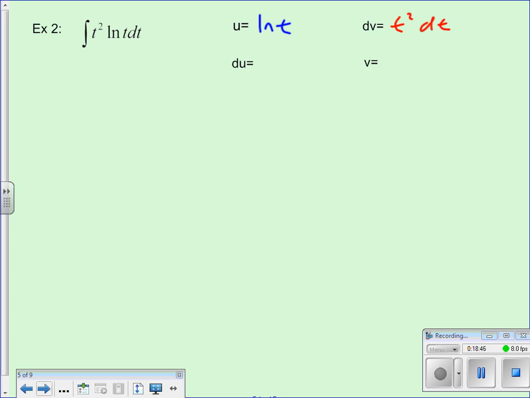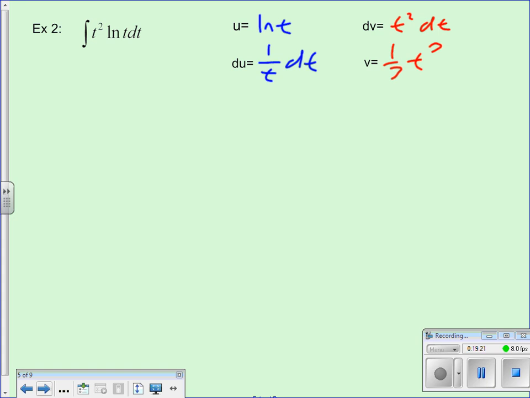Since I already have my red pen in my hand to match up with the dv, let's do the antiderivative of t squared. 1/3 t cubed, or t cubed over 3. Either one would work. Now I'm going to pick up my blue pen so we can do the derivative of the natural log of t. What is the derivative of the natural log of t? 1/t dt. Do not forget your dt's.